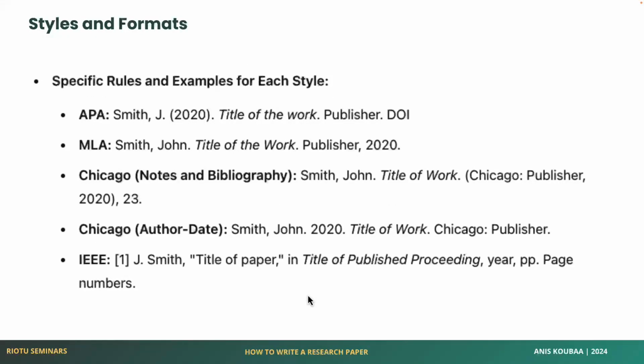This is an example of how to write for the different styles. The APA, they highlight the author name and the title. The MLA, okay, it's in this way. And this is for Chicago, notes and bibliography, or author and date. And then the IEEE.